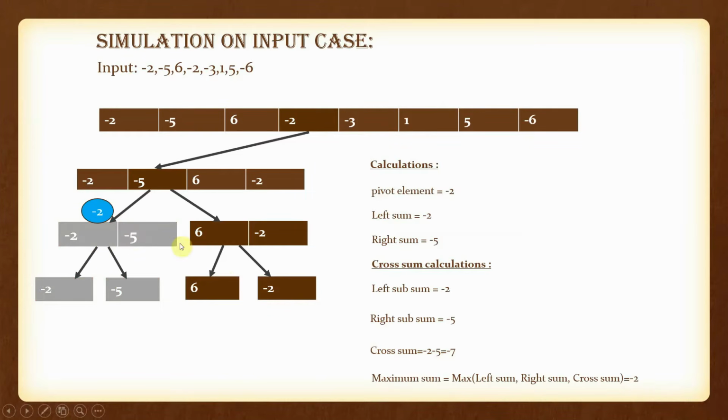from this array. Similarly, we will calculate the right side of the array, and we got 6 as the maximum sum.